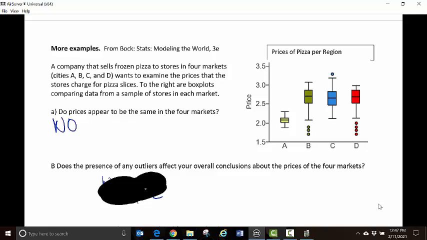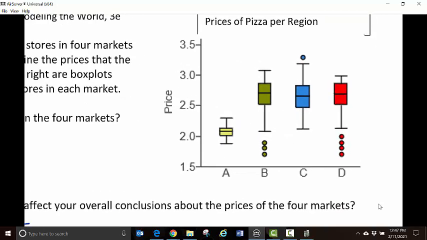Does the presence of outliers affect your overall conclusions about the prices of the 4 markets? Honestly, to me, no. Because what they're saying here is in market A, all of the pizza slices are a little less than $2 or a little more than $2. Okay? For whatever market B is, it really ranges. They're a little more than $2, all the way up to a little more than $3, or you could luck out and get one of the 3 cheap stores in that area.